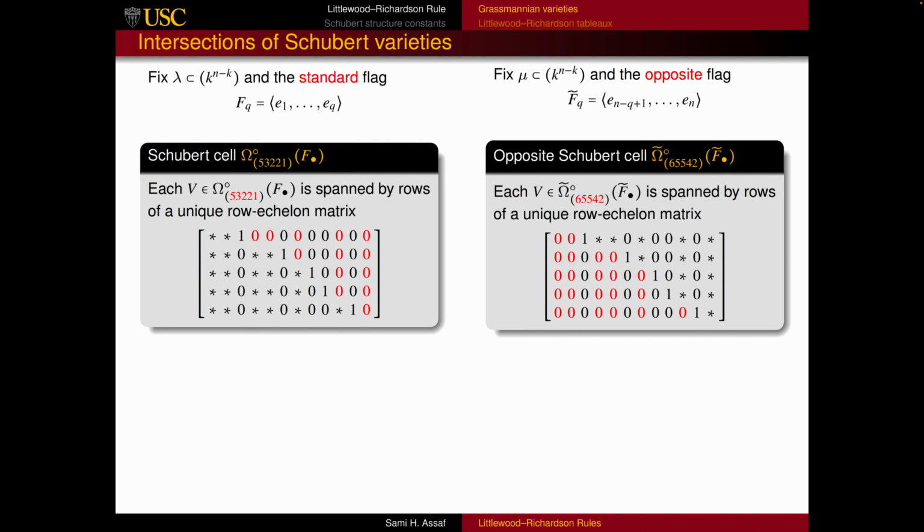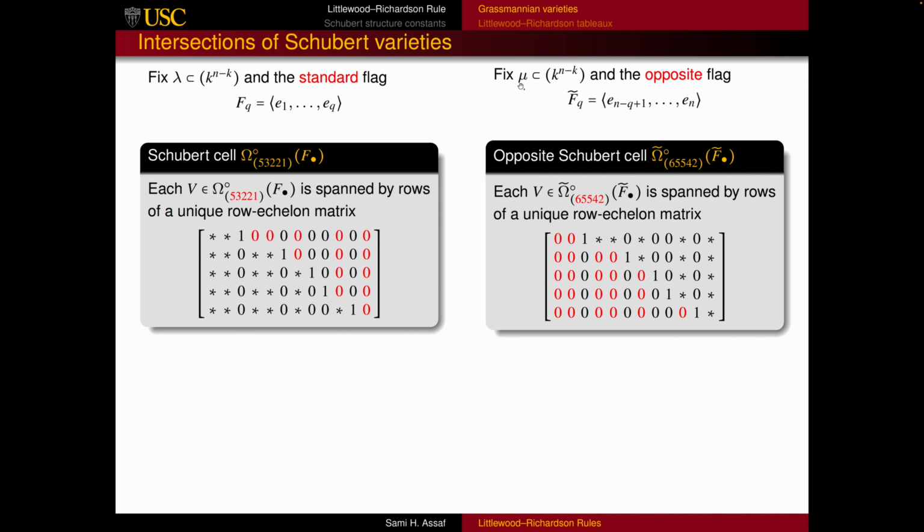So sometimes it's easy to intersect Schubert varieties. I'll give you an example. So I'm going to take a partition here and the standard flag. So when I say that, I mean the canonical basis, and you're taking the first q of them, and that's F_q. That's our flag that we're defining. And then this is just the example that we just had. So this is how I describe the Schubert cell. But that's a choice. I could choose differently.